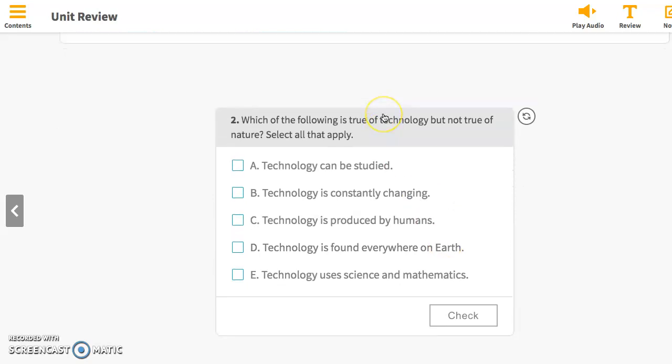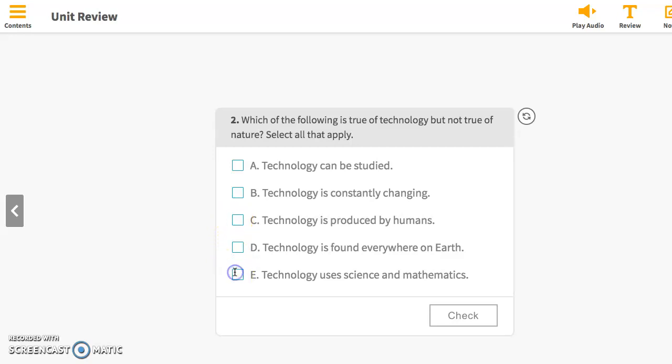Which of the following is true of technology but not true of nature? Technology can be studied. Well, nature can be studied. Technology is constantly changing. Nature is constantly changing. Technology is produced by humans. That's true. Technology is found everywhere on Earth. That's also true of nature, though. Technology uses science and math.